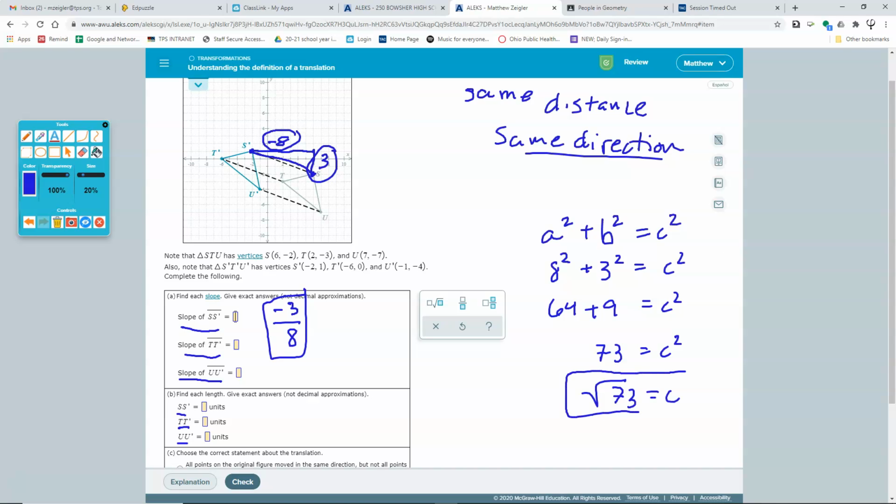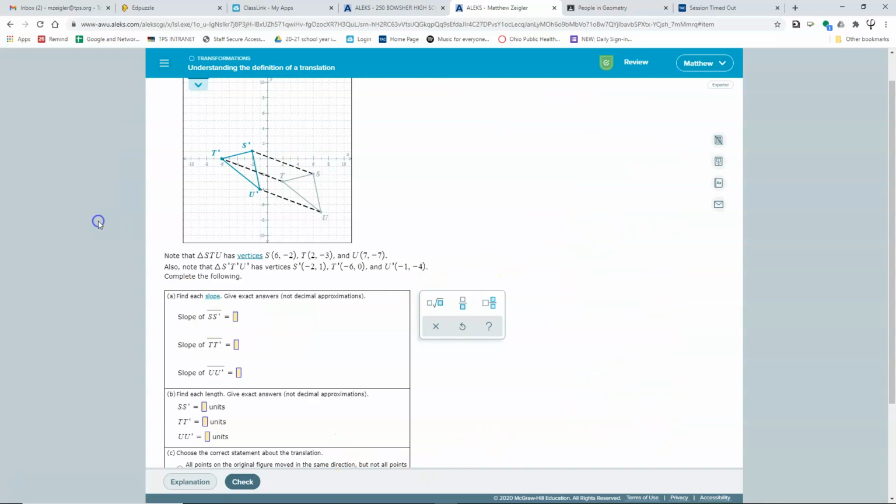And by the way, in these ALEKS problems, you are not required to simplify any radicals. So don't worry about it. If you get like square root of 80, it could be simplified, but you don't have to do it. So negative 3/8 and square root of 73. So let's enter that in. So you got negative 3 over 8. And then it's going to be the square root of 73.